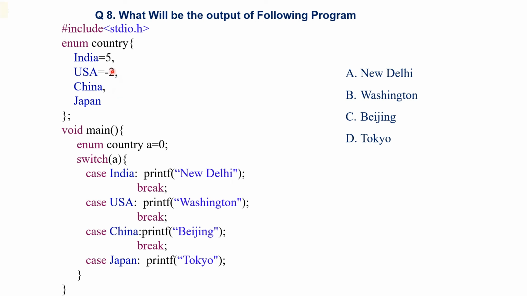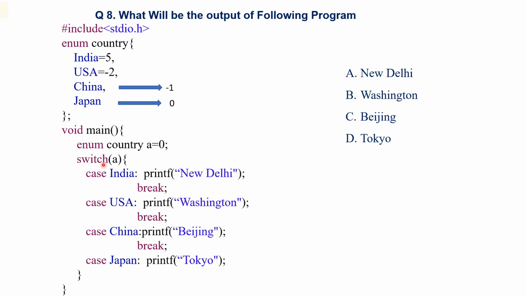to the previous value. So that means the value corresponding to China will be equal to -1, which is -2 plus 1. Similarly the value of Japan will be -1 plus 1, which will be equal to 0. So hence, as there are no values defined here, they will be automatically initialized as these values. Now consider the main function. Here enum country variable A is declared, which is initialized with value 0.